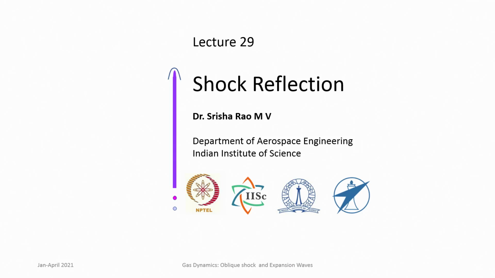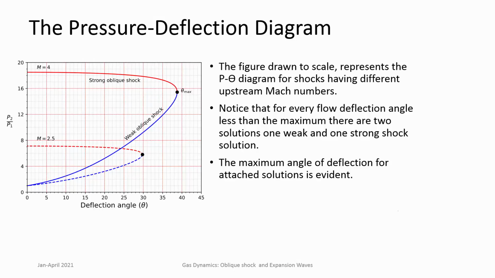You can have these shock waves, and the shock waves produced by, say, a forebody can come and interact with the wall at a downstream location. So what happens at that particular interaction? So these are reflections of shocks and expansion waves. So we will look at reflection.